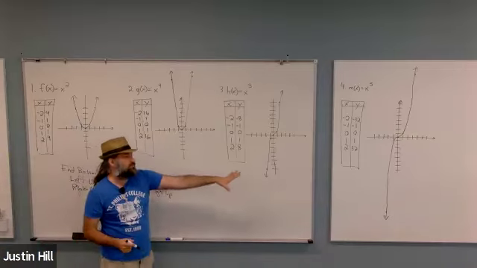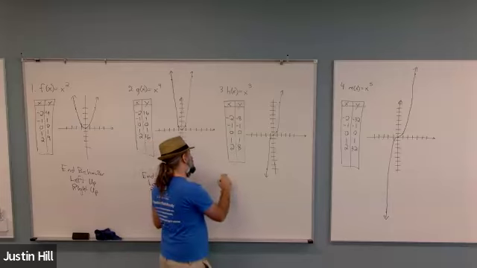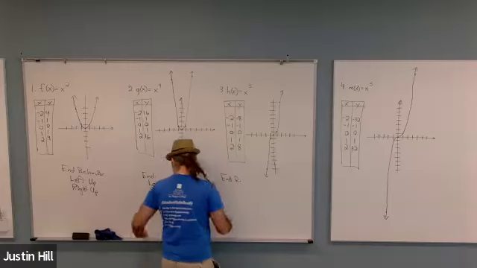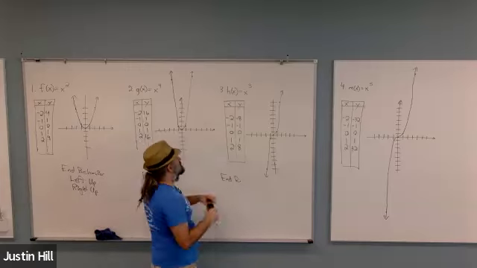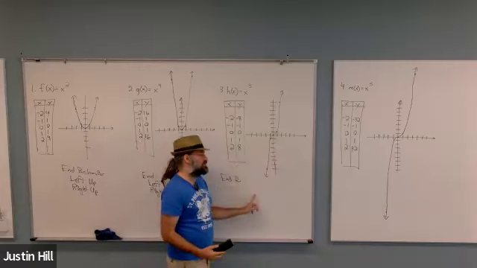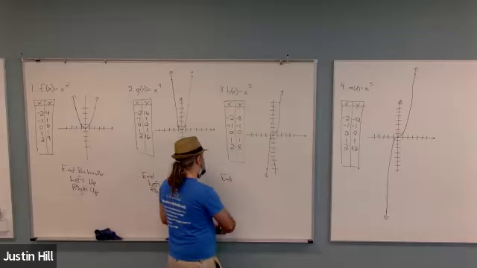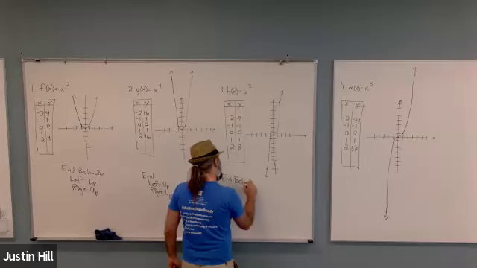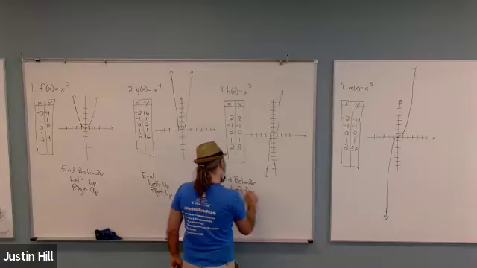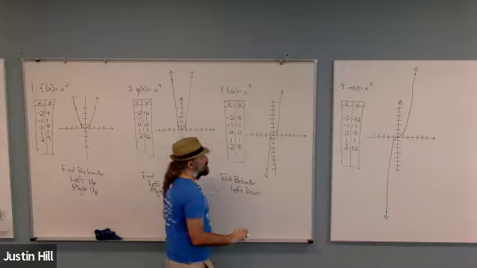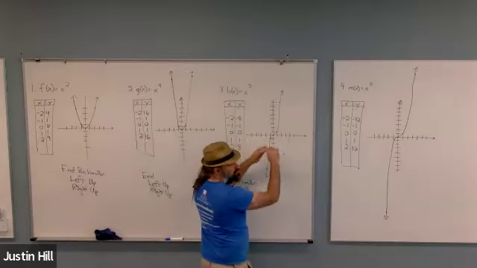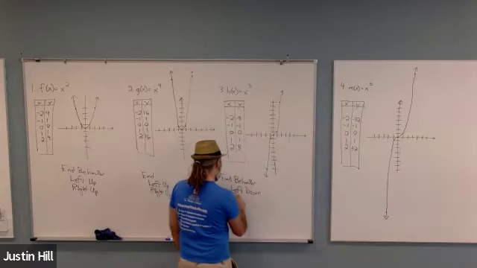For x cubed and x fifth, what would the end behavior there be? Left down, right up. So on the left, the graph is going down. Exactly, so left down. But then on the right side of the graph it's going up. So that'll be the same for both.